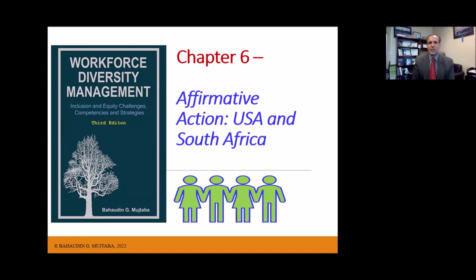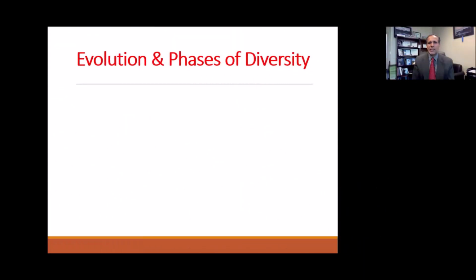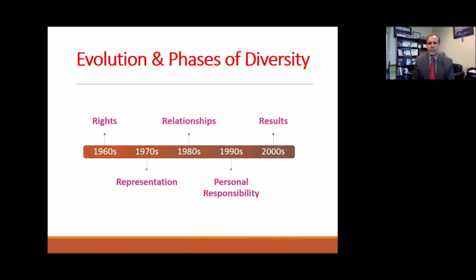Chapter 6, affirmative action, provides examples of some best practices in the United States as well as in South Africa. Affirmative action describes practical policies and programs that are designed to increase diversity, representation, accessibility, and opportunity for all minority groups that have been disadvantaged or marginalized due to various forms of repression or stereotypes or discriminatory practices in the past. Let us look at the evolution and phases of diversity from the U.S. perspective.